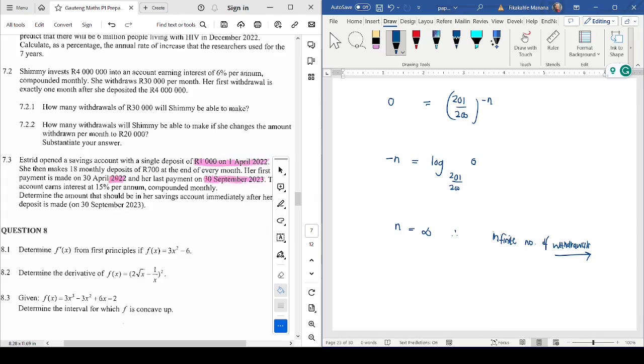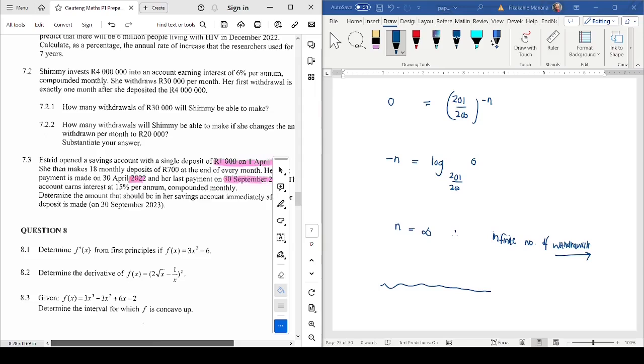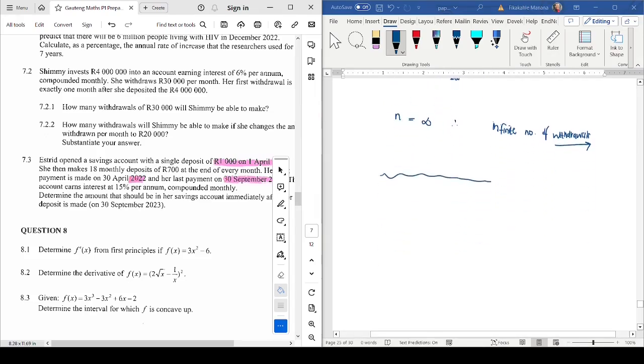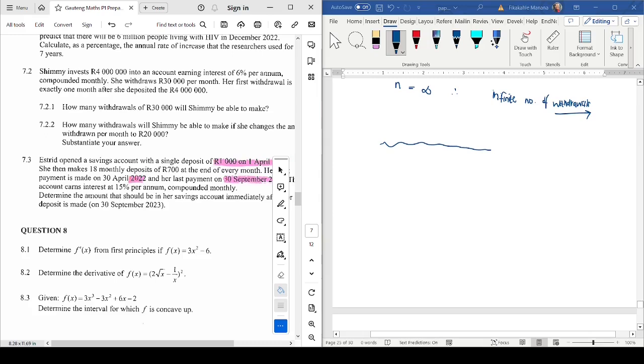Okay, so I think they say substantiate your answer. But basically, she will only be withdrawing the interest. So as long as it remains at 6%, she is in a great position. Okay, and that's where we want ourselves to be, where you can just withdraw an amount until. Okay, now let's go to 7.3, the last question.